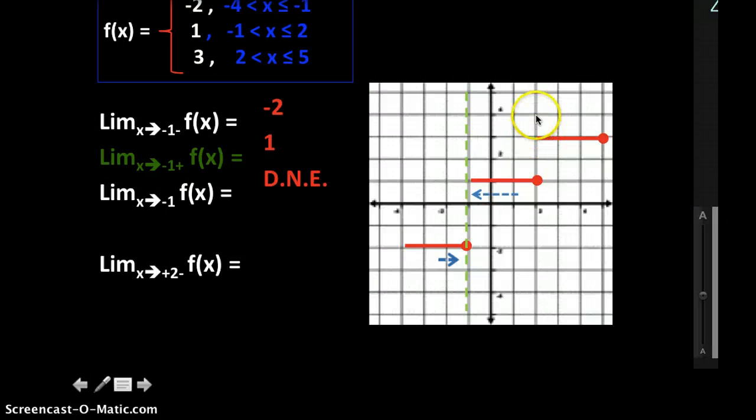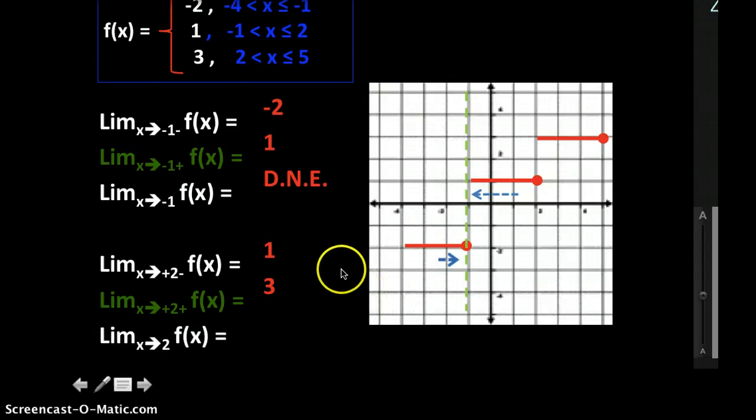Let's do that with +2 over here. X equals +2 would be a line right there. From the left side, the only thing that exists is this one. So that answer is 1. And from right of 2, this is +2 here, this one exists, only this one. None of these exist over there. And so as we approach from the right, going this direction, towards 2, we expect the limit to be 3. From both sides of 2, we expect the limit to not exist, D&E.